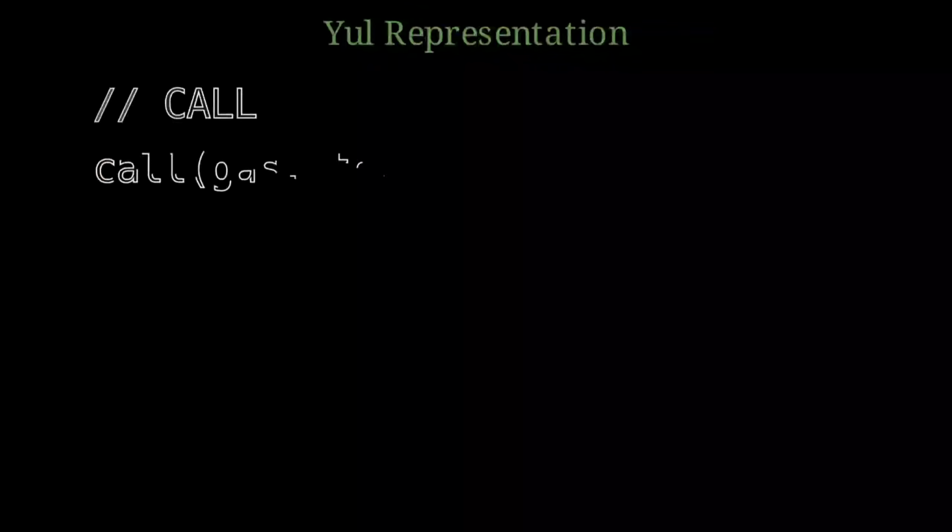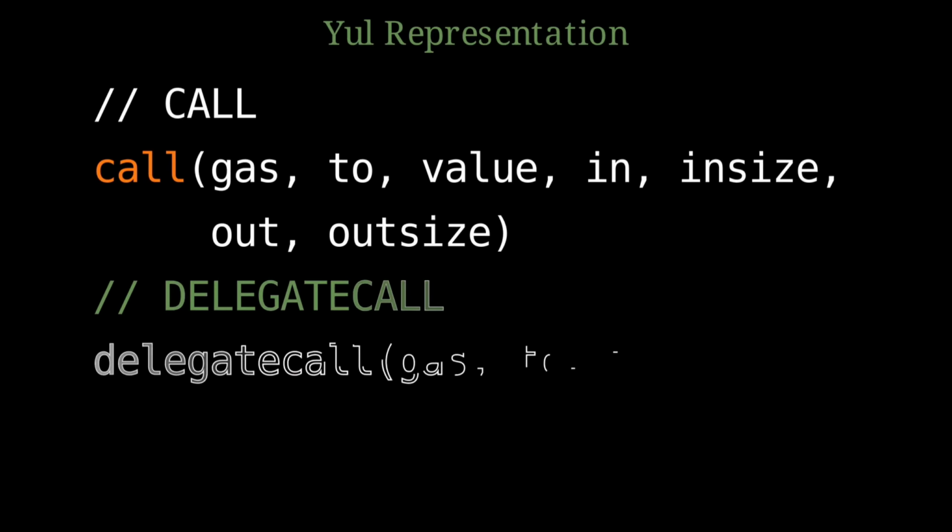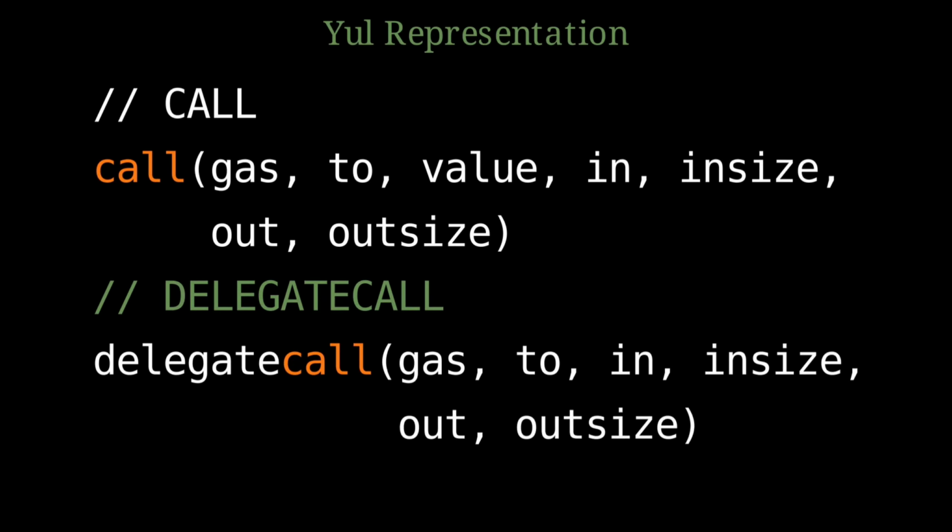In Yul, these become explicit opcodes. Call takes 7 arguments: gas, destination address, value, input data location, input size, output location, and output size. Delegate call takes 6 arguments. It's similar to call, but notice there's no value parameter. That's because you can't send Ether with delegate call.